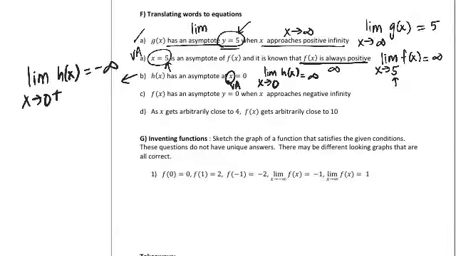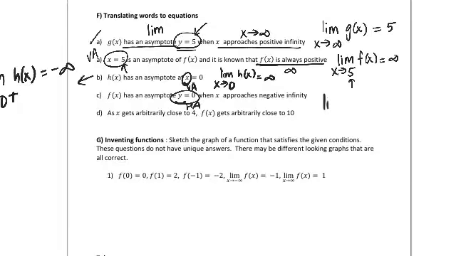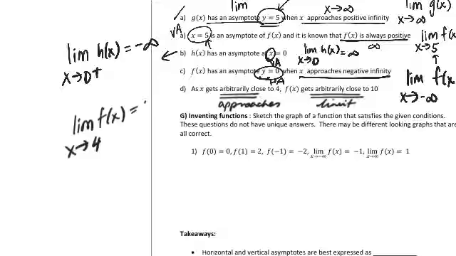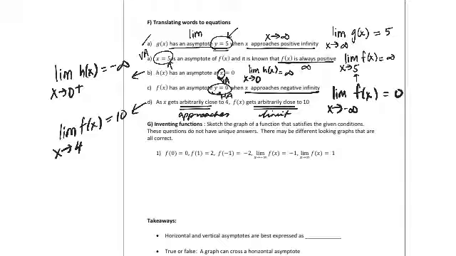Okay. F of x has an asymptote y is equal to 0, so that's horizontal when x approaches negative infinity. So the limit of f of x as x approaches negative infinity, that's these words, is equal to 0. And the last one, as x gets arbitrarily close to 4, that means as x approaches 4, y gets arbitrarily close to 10. That means y or f of x has a limit which is equal to 10. So the limit of f of x as x approaches 4 is equal to 10, okay? So we have to be able to go between words and math statements.